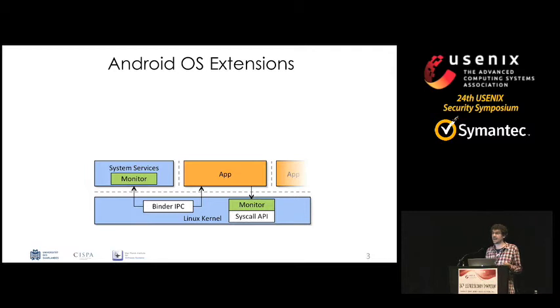What operating system extensions typically do is add new reference monitors to either the system services or the Linux kernel. And the advantage of that is that it provides good security guarantees because these reference monitors reside behind some kind of security boundary, such as a process boundary. On the other hand, these solutions are inherently difficult to deploy because they require users to flash a custom firmware onto their device, which incurs data loss and is not suitable for the average user.